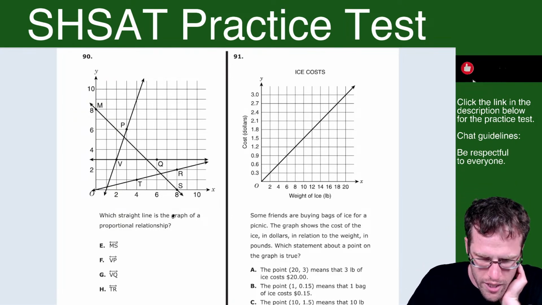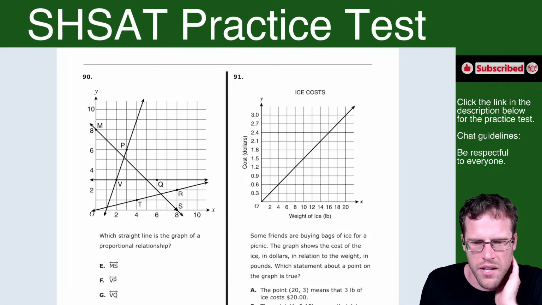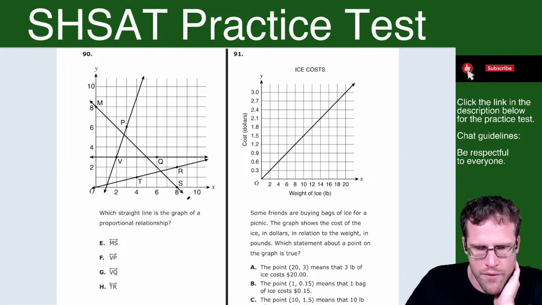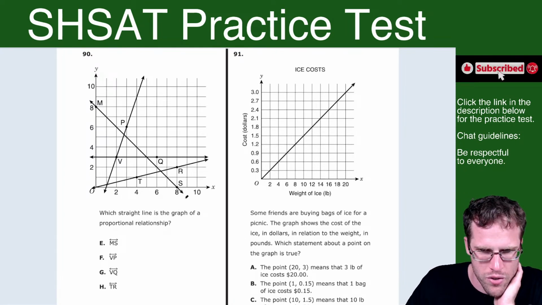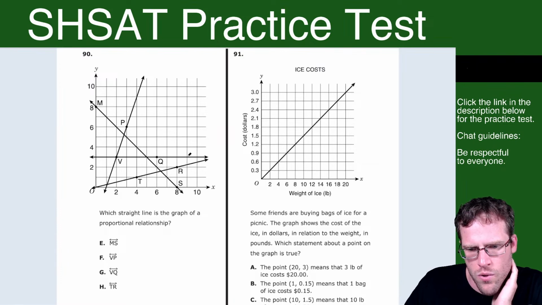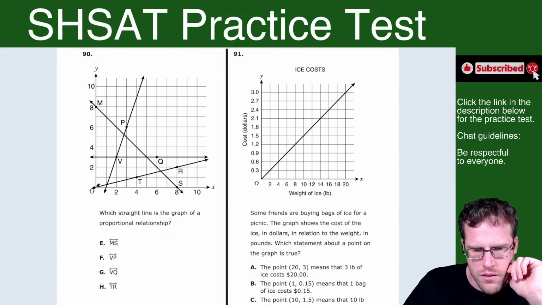So which straight line is the graph... Whoa. All right. Wait, what are they even asking? Which straight line is the graph of a proportional relationship? MS, VP, VQ, or TR? Oh, well, it has to go through the origin.